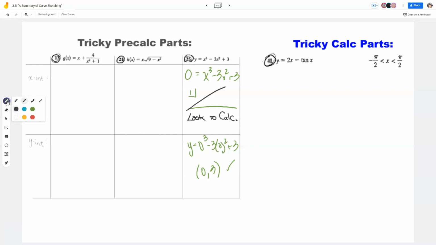Another tricky pre-cal thing might be if I'm doing something similar. Once again, plugging in zeros, these ones are pretty easy. It's not so much the plugging in 0 for the y-intercepts, it's setting it equal to 0.